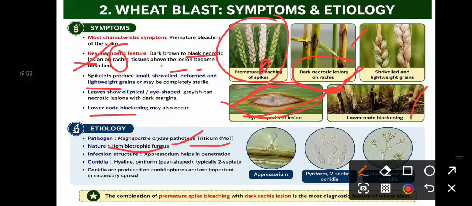The infection structure, it produces a specialized sac-like or pouch-like structure that is known as appressorium, that helps in attachment as well as penetration of the leaf tissue. Then conidia are the same as in our leaf blast, pyriform or pear-shaped, typically two-septate, three-celled structure. Then conidia are produced on conidiophores, which is very important for the secondary spread. This is about the pathogen.